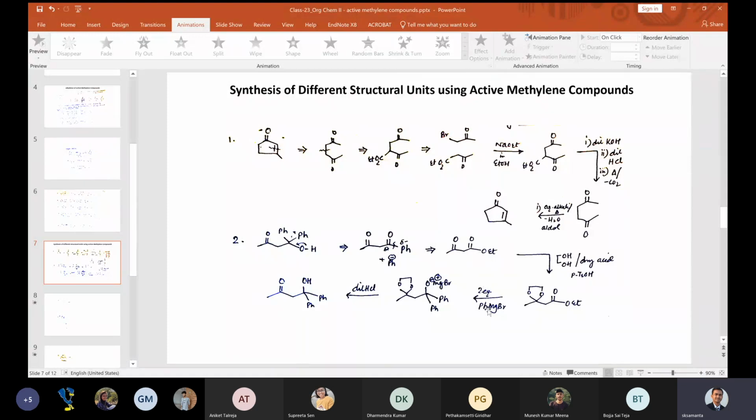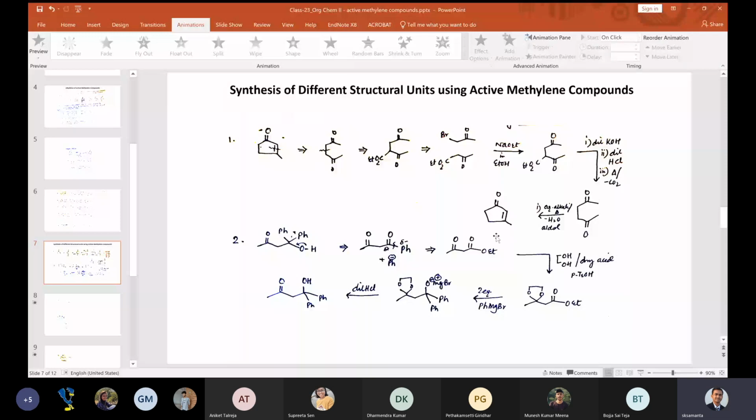Now use 2 equivalents of PhMgBr and it will attack here. One equivalent will leave this OET and you get this ketone. Another equivalent will react to form this alcohol. Now you use dilute acid. This dilute acid will protonate this one as well as remove the ketal protection. You get the compound. Makes sense?